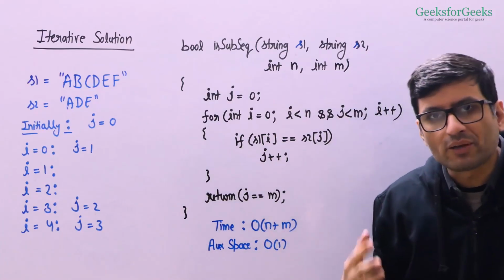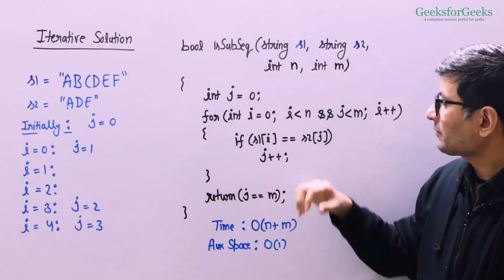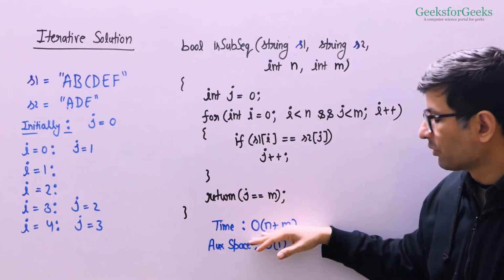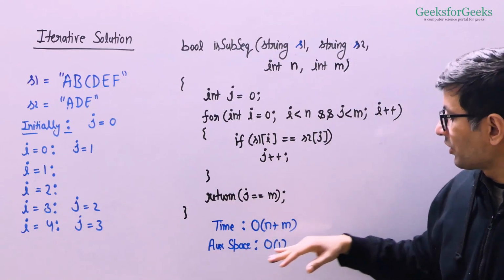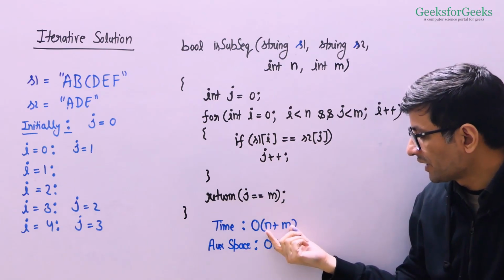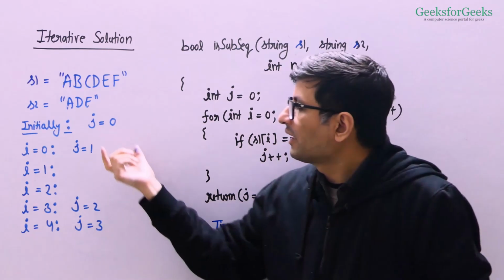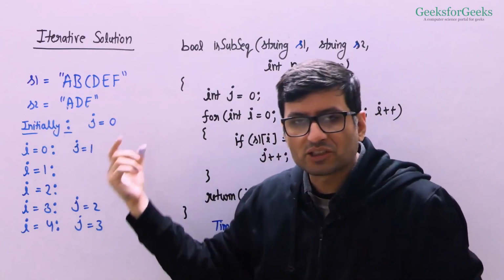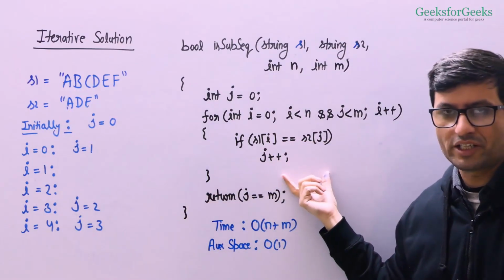Now talking about the time complexity of this iterative solution, this solution is clearly big O of m plus n, and the auxiliary space required is big O of 1. See, why am I saying big O of n plus m? Somebody can pass a larger S2. In that case also, it's going to run this loop, right?